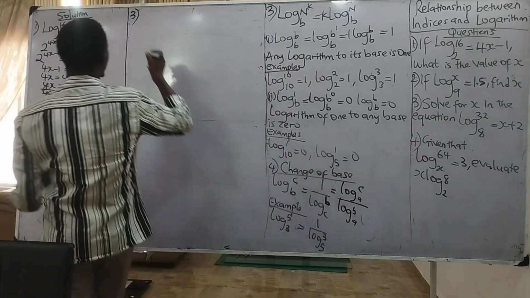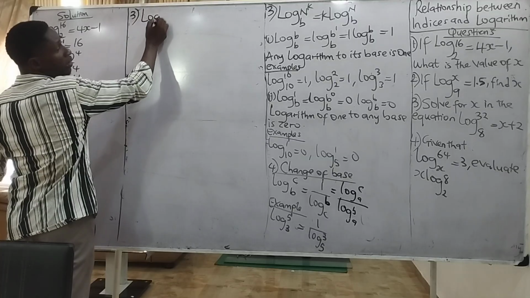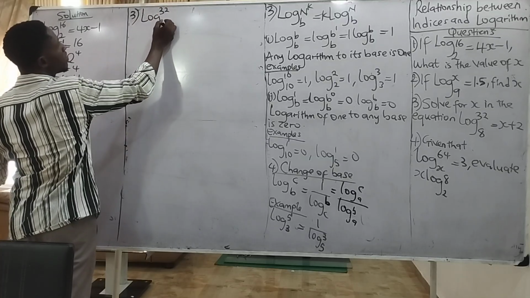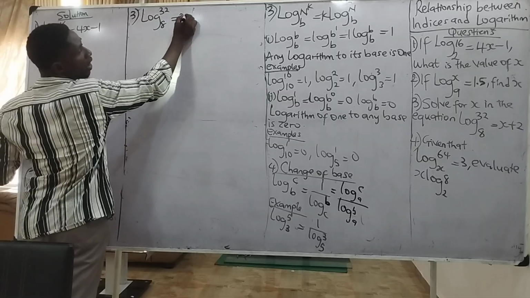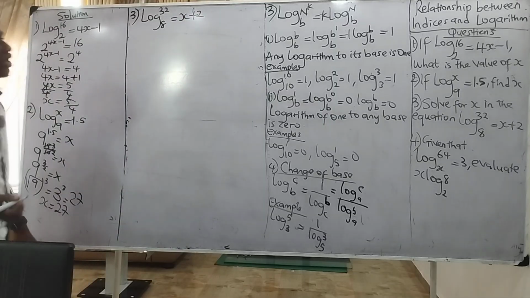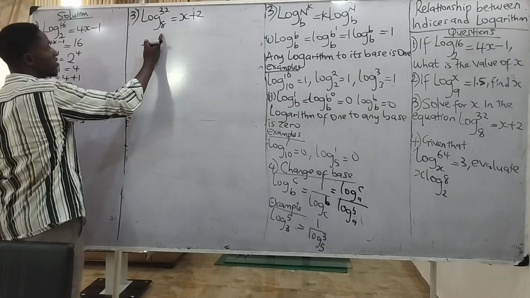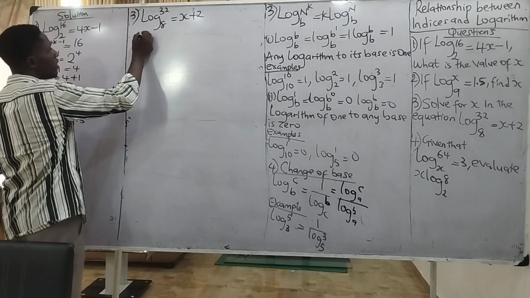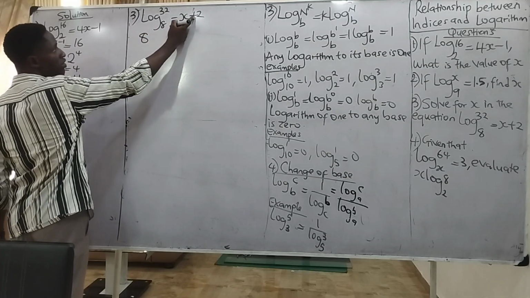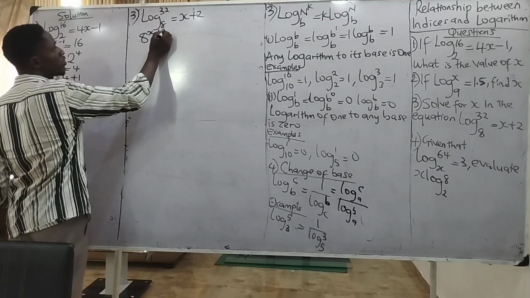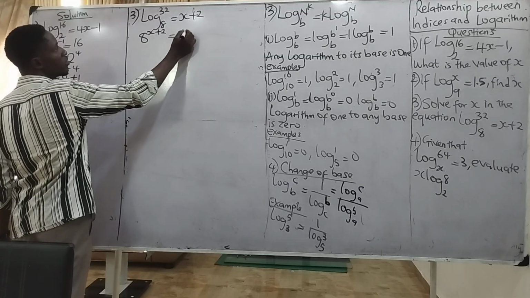We have log 32 in base 8 is equal to x plus 2. Still using the same format, we have the base 8 raised to the power of x plus 2 is equal to what is here, 32.